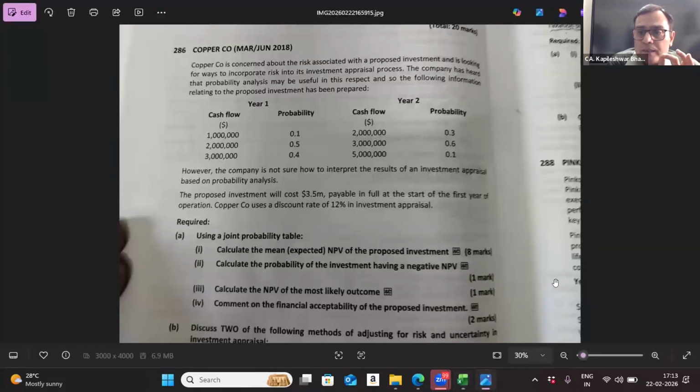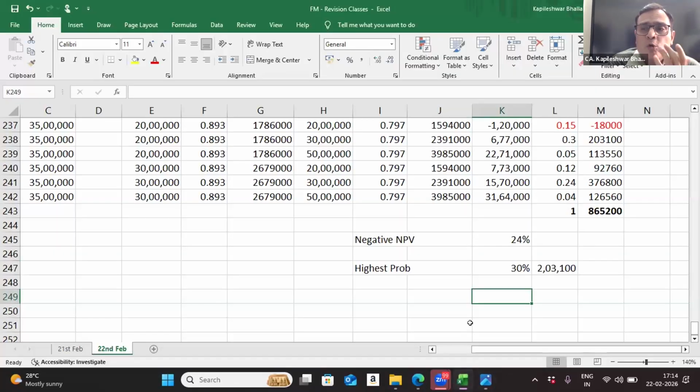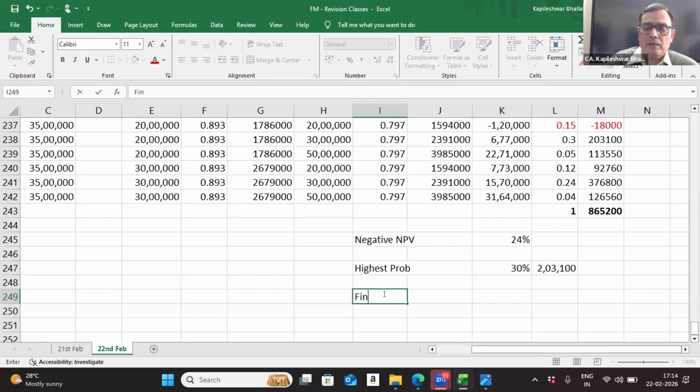So probability of a negative NPV done, 24%, NPV of the most likely outcome done. And then it says comment upon the financial acceptability of the proposal. Overall, there is a positive NPV. So what do we do? Financially viable? Of course, yes. It is undoubtedly financially viable. It's a positive NPV. Since it is a positive NPV, it is undoubtedly viable.